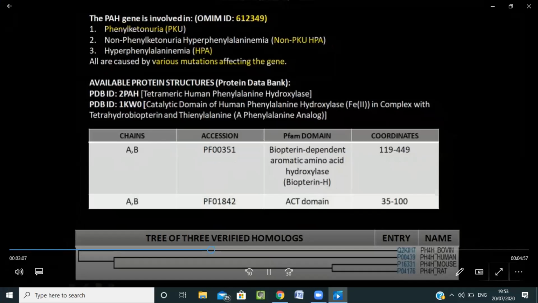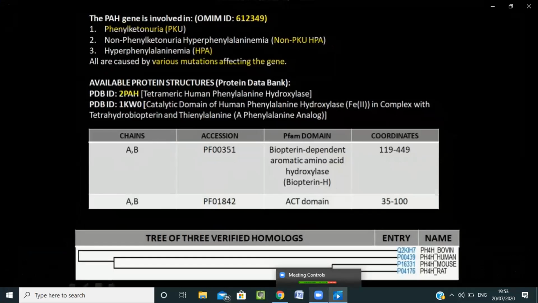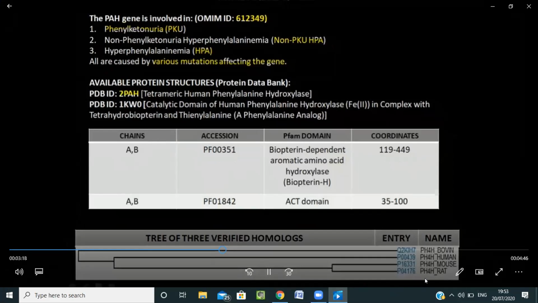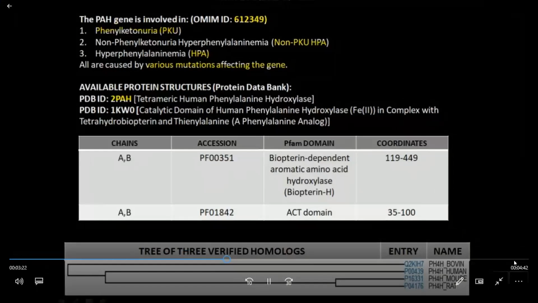The first is the tetrameric human phenylalanine hydroxylase, which has the PDB ID of 2PAH. The second one is the catalytic domain of the human phenylalanine hydroxylase enzyme in complex with tetrahydrobiopterin, ferrous ion, and thienylalanine, which is a phenylalanine analog. It has the PDB ID of 1KW0.